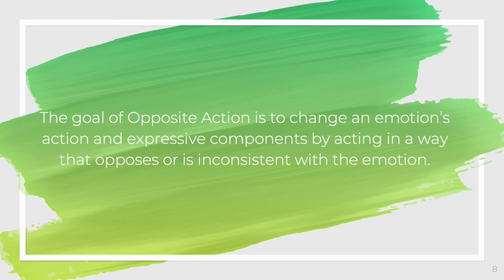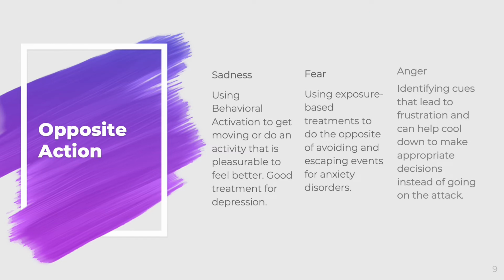The goal of opposite action is to change an emotion's action and expressive components by acting in a way that opposes or is inconsistent with the emotion. Opposite action can do more than just make someone happy who is angry. It can be used in behavioral activation for someone who is severely depressed by getting someone who wants to isolate out of rumination and call a close friend to talk to them. Or for someone who has no energy due to sleeping all day, get them out for a 10-minute walk.